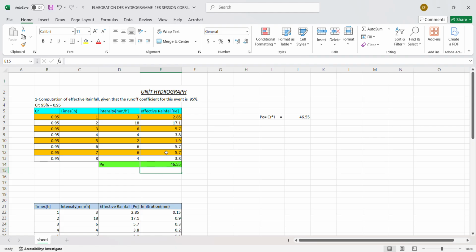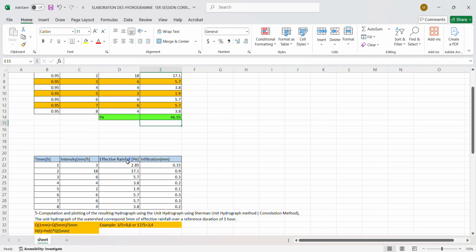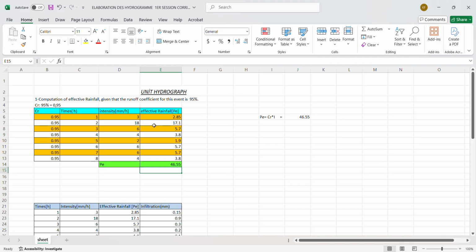After that, I'll find my infiltration. What is infiltration? Infiltration is the amount of rainfall that goes down underground, which replenishes our groundwater in our borehole, something like this. First we have the time scale, the intensity in millimeter per hour from our observed data, and also the effective rainfall we calculated here.